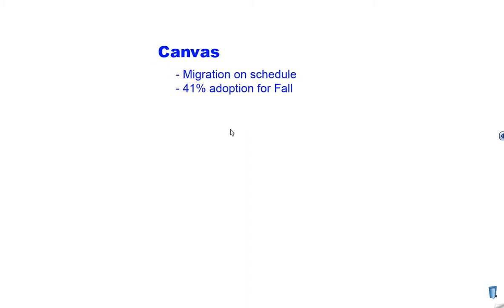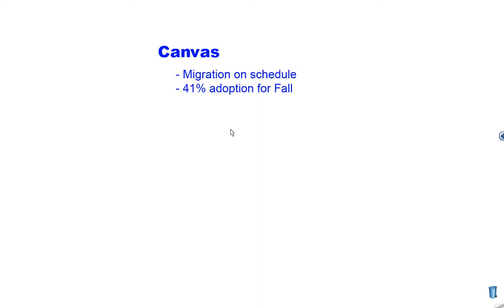Our migration from Angel to Canvas is on schedule. Actually, it's a little bit ahead of schedule. We plan to offer Angel as an option for instruction through the end of fall 2013, but at that point we will be turning Angel off as an instructional platform and have 100% of our courses running through the Canvas learning management system. So we're still on schedule, or a little bit ahead of schedule.